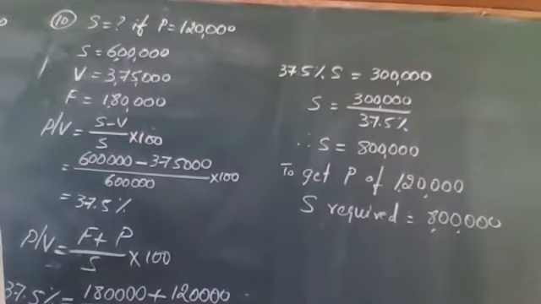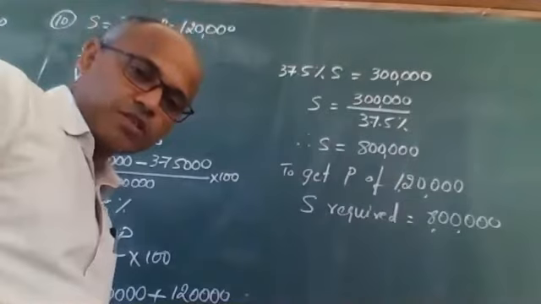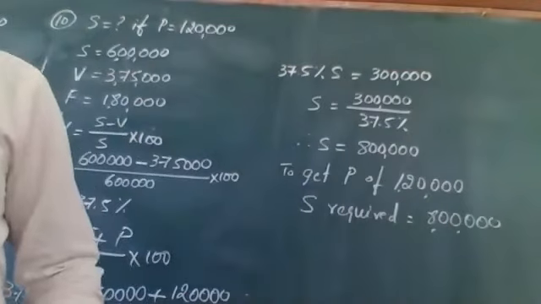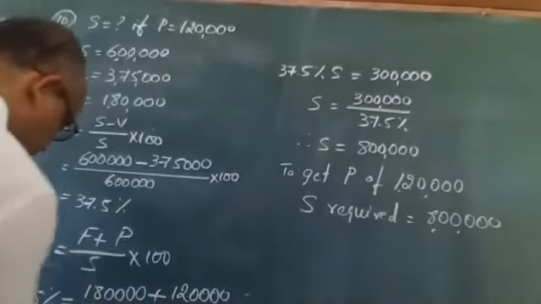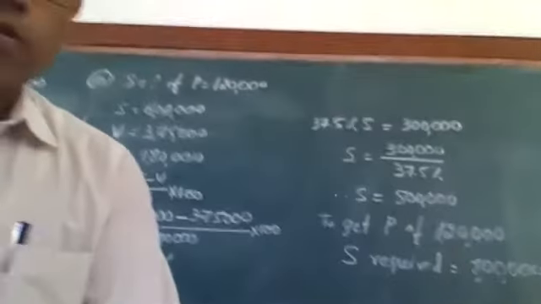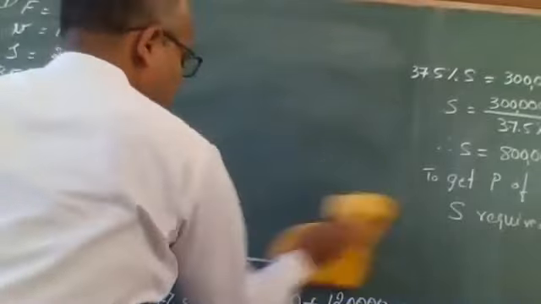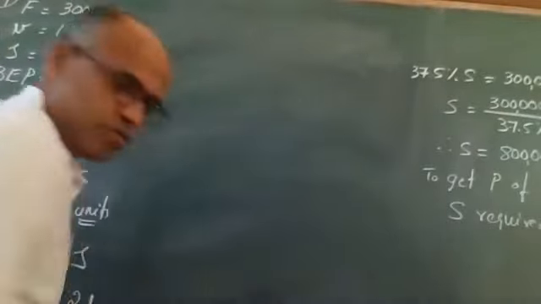The 11th one, straight away you can solve it. What would be the volume of sales to derive a profit of 20,000? Same question. If PV ratio is 66 2 by 3% and fixed cost is 40,000. So PV ratio is given, fixed cost is given, profit desired is given. Do I have to find out PV ratio in this question? Not required. Question number 11, we can straight away solve it. Let me bring it here.